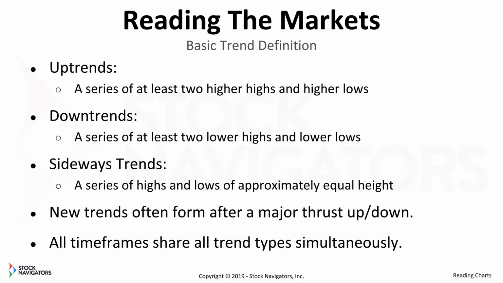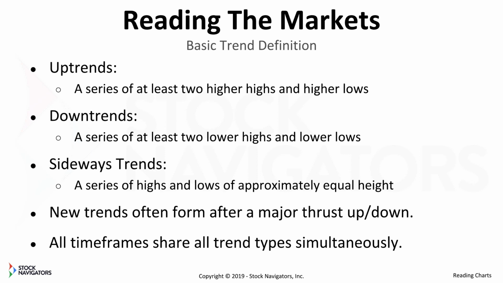Now, it's extremely important that you really get comfortable with understanding trends. And we already defined a trend previously, but let me do it again just to reiterate. An uptrend is a series of at least 2 higher highs and higher lows, and a downtrend is a series of at least 2 lower highs and lower lows. But then there's also a sideways trend, which is just simply a series of highs and lows of roughly the same height, like that Tesla example I just showed. Now, a new trend will very, very often form after there's been a big vertical move up or down.